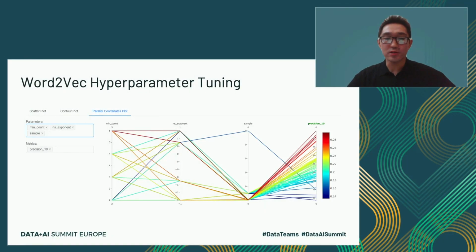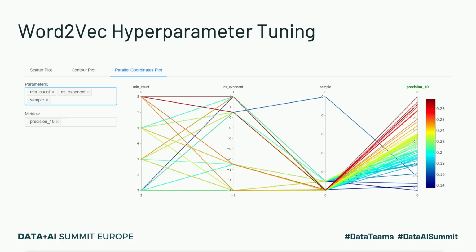Here is a screenshot of MLflow while hyperparameter tuning of the model is shown. The highest precision is depicted in red. Parameters corresponding to the highest precision values are connected with red lines. As shown on the graph, precision achieves the highest values when min count equals 5, the negative sampling parameter is below 0, and the frequent sample parameter is set to the minimum value.